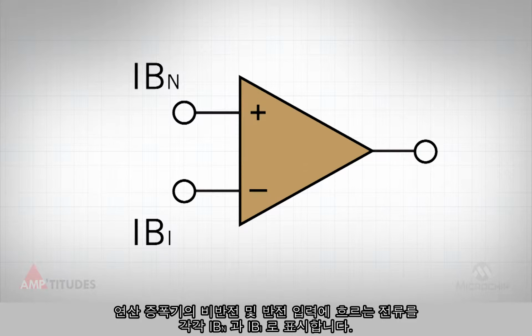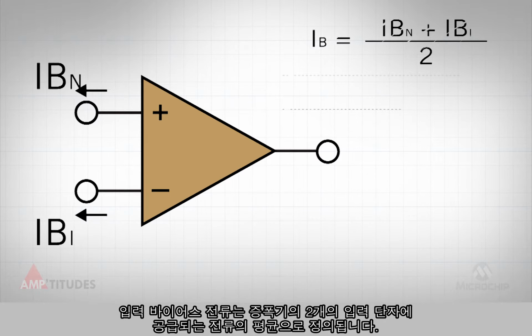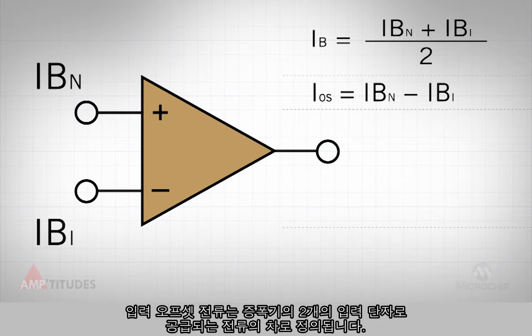The two physical currents that flow into an op-amp's non-inverting and inverting inputs are shown here as IB sub n and IB sub I. Convention dictates that for input leakage, a current into the device is positive, and current out of the device is negative. Input bias current is defined as the average of the currents into the two input terminals of an amplifier. Input offset current is defined as the difference between the currents into the two input terminals of an amplifier.